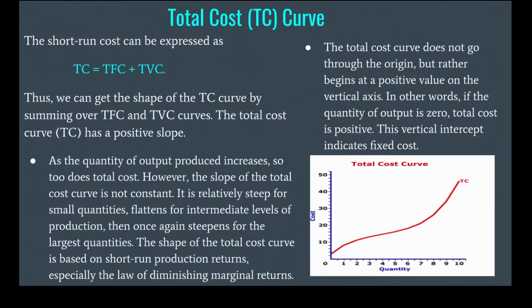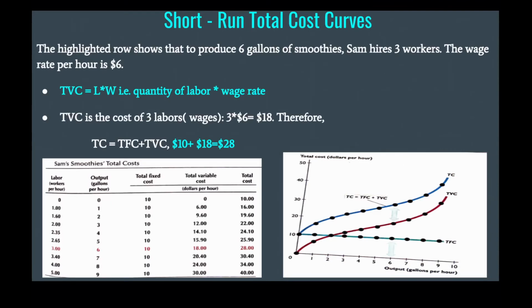However, the slope of the total cost curve is not constant. It is relatively steep for small quantities, flattens for an intermediate level of production, then once again steepens for the larger quantities. The shape of the total cost curve is based on short-run production returns, especially the law of diminishing marginal returns. The total cost curve does not go through the origin, but rather begins at a positive value on the vertical axis. In other words, if the quantity of output is 0, total cost is positive. This vertical intercept indicates fixed costs. This is a summation of short-run total cost curves.